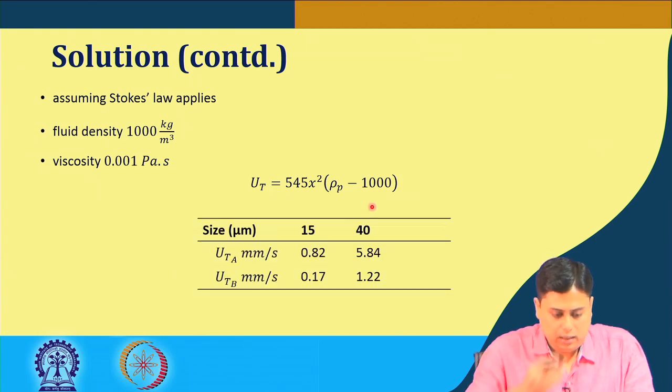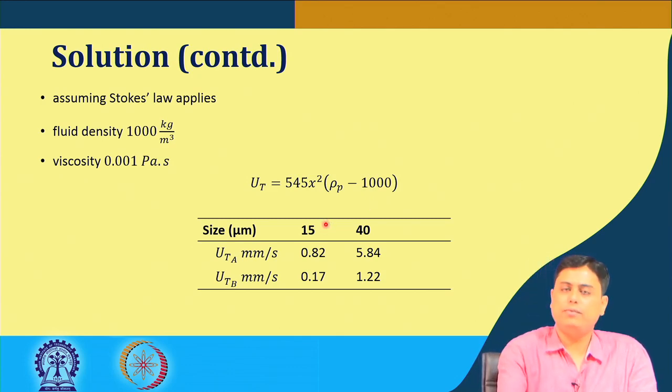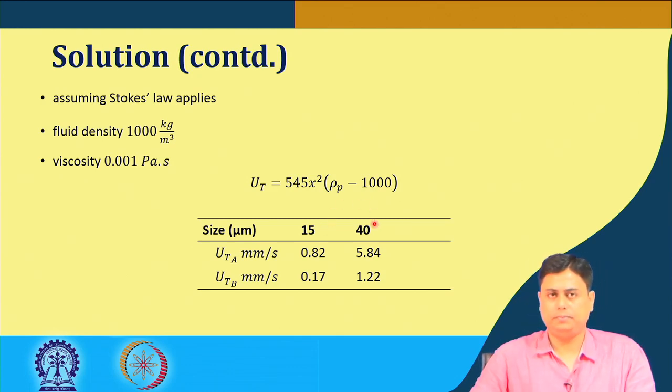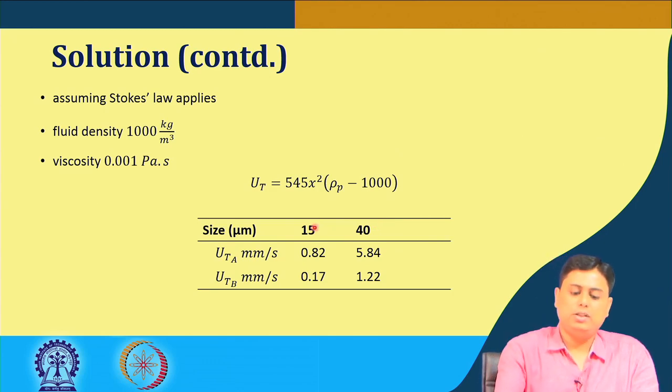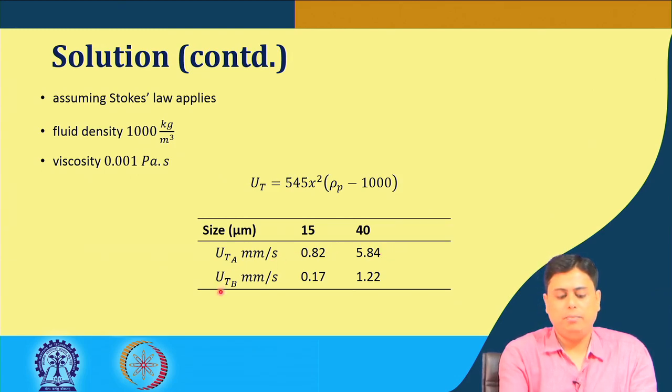So now if we see the size ranges, we have 15 micron and 40 micron, for material A and material B. Material A contains both 15 micron, the lowest one, and 40 micron, the highest one. For material B, the lowest is 15 micron and the highest is 40 micron, and these are their terminal values that come from this expression.